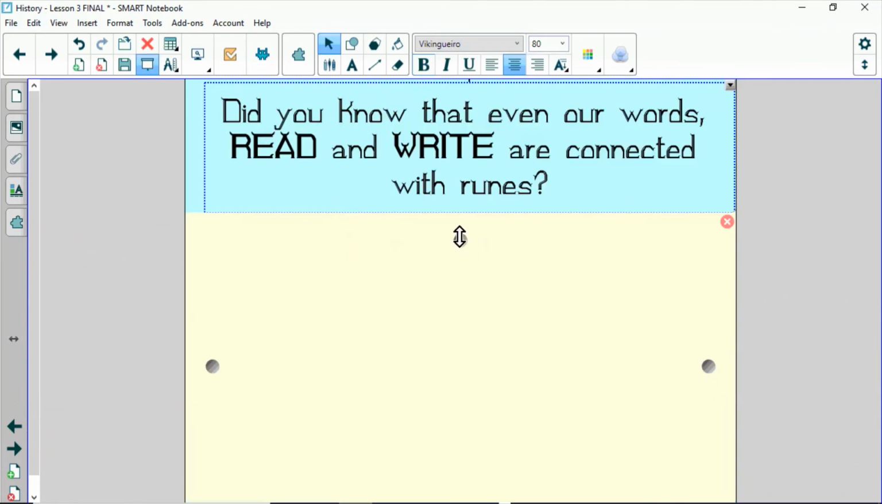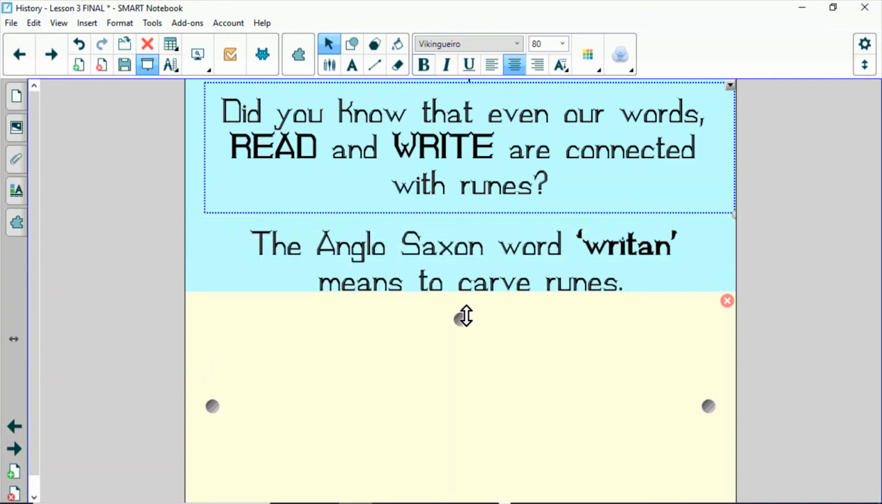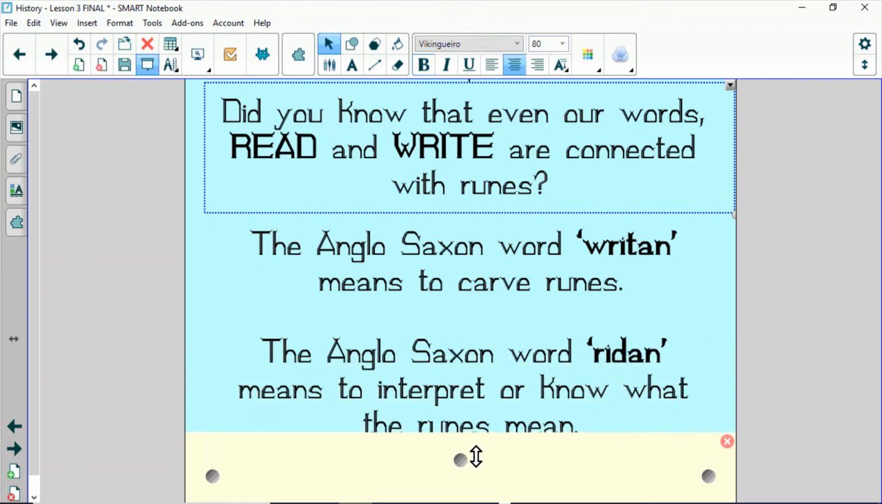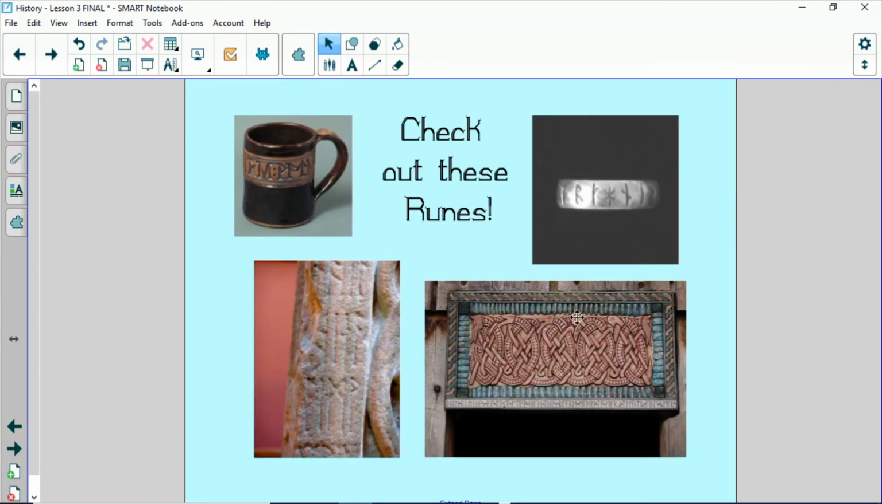Did you know that even our words read and write are connected with runes? So the Anglo-Saxon word written means to carve runes, whereas the Anglo-Saxon word ridden means to interpret or know what they mean, which is a little bit like our word read. I've also added some pictures here for you, Year 4, just to check out these runes on real historical artifacts. You can see there the symbols being engraved into either metal, concrete, or whatever object it is.